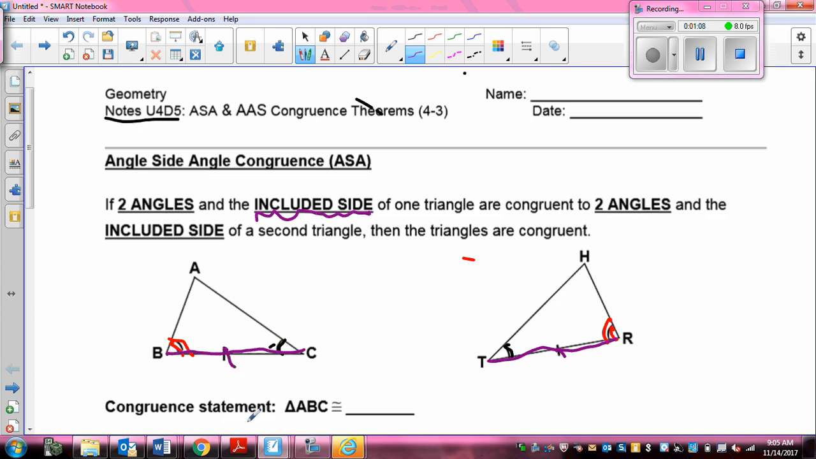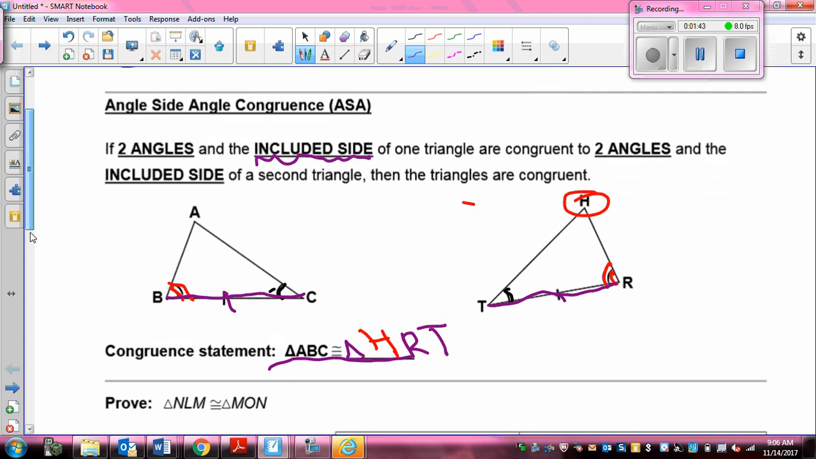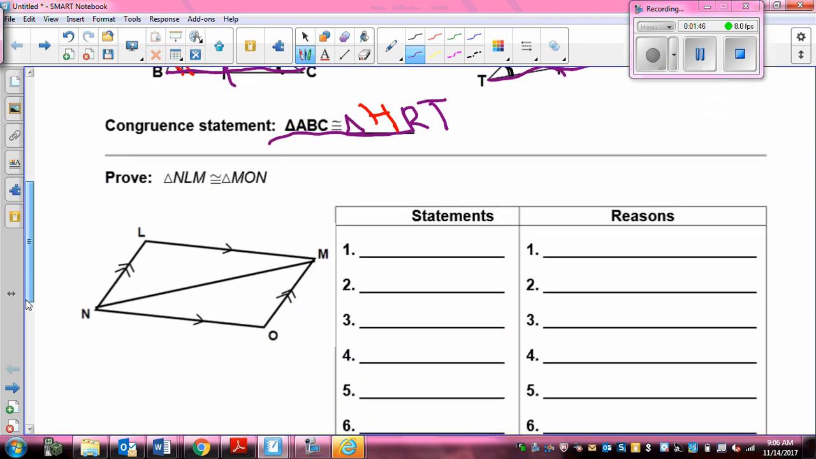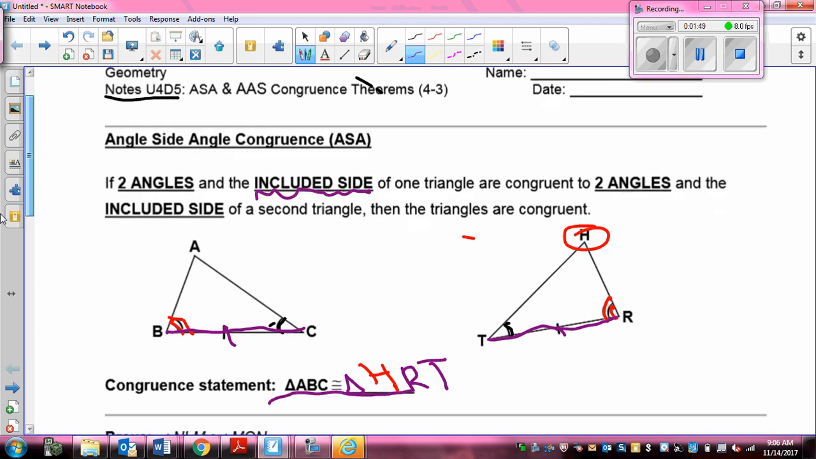And remember, our congruency statement has to be in order. So it says triangle ABC is congruent to triangle, draw the triangle symbol, and then we have to put it in the same order. But A is the one with no congruency marks. That's the one they started with. So we also have to start with the one with no congruency marks, which is H. B is the one with two congruency marks, so then we have to go to the one with two congruency marks, which is R. And then our last one is T, HRT. The order does matter.